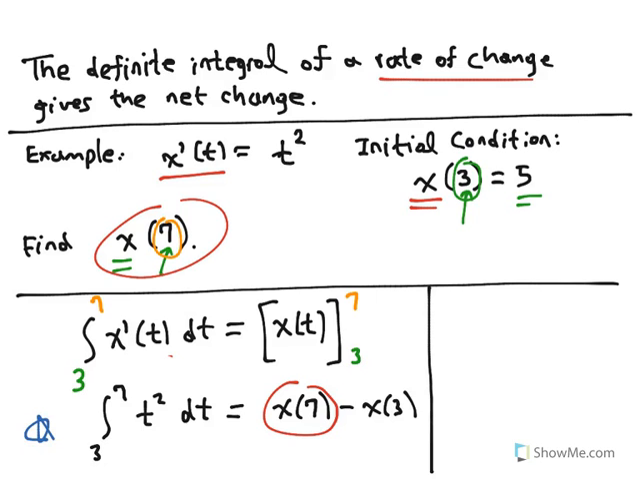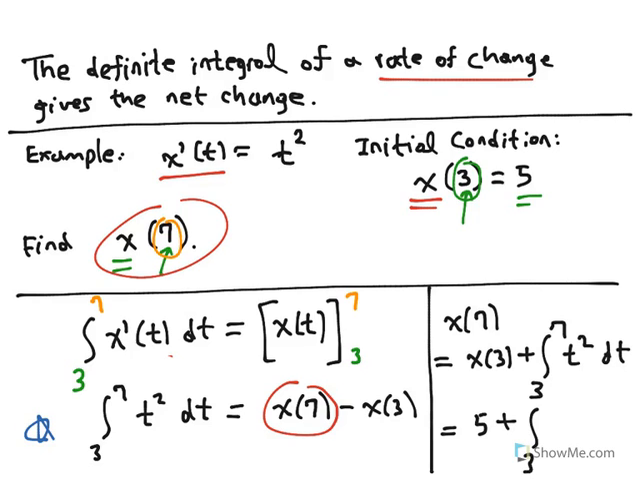So we will have x of 7 is equal to x of 3 plus the definite integral from 3 to 7 of t squared dt. And x of 3 is given to be 5.